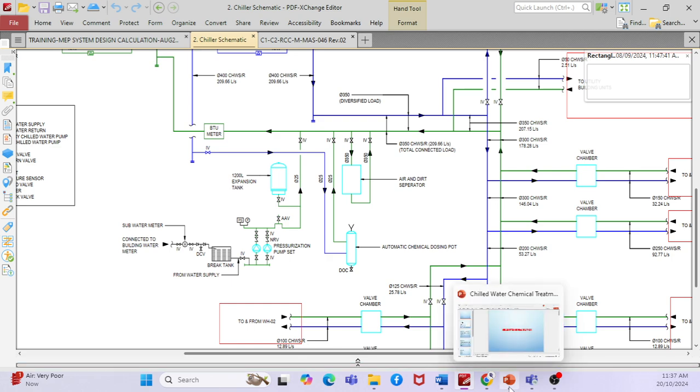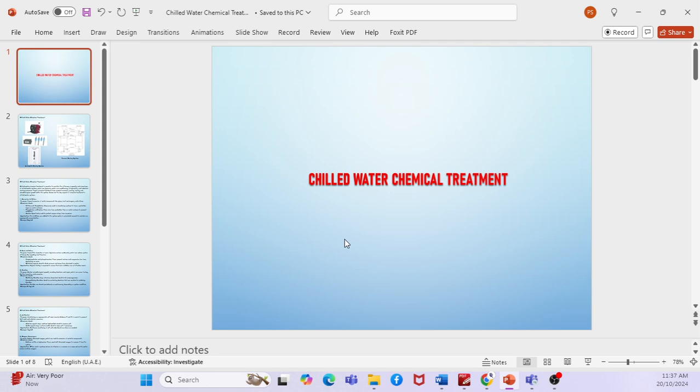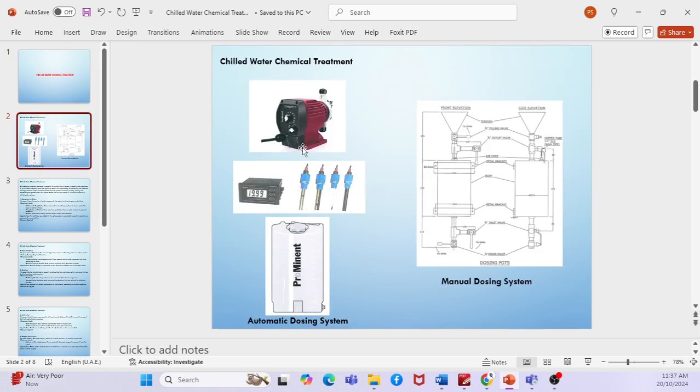Clear, right? Now I have made one slide for the chilled water chemical treatment. If you go to this slide, you can see there are two systems. One is the automatic dosing system, where you can see the storage tank, then the sensor, then the pump. Normally this pump will be fitted on top of the storage tank, and this is the monitor that will be fixed near the automatic chemical dosing. Then this is the probe sensor which will be fixed on the chilled water system.